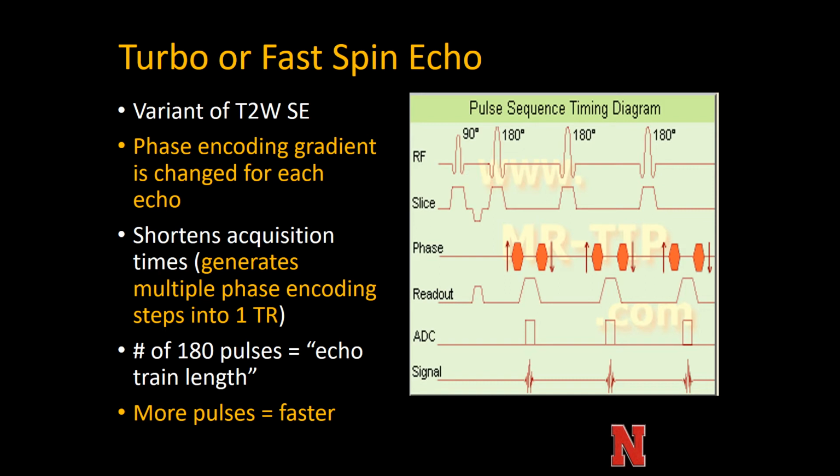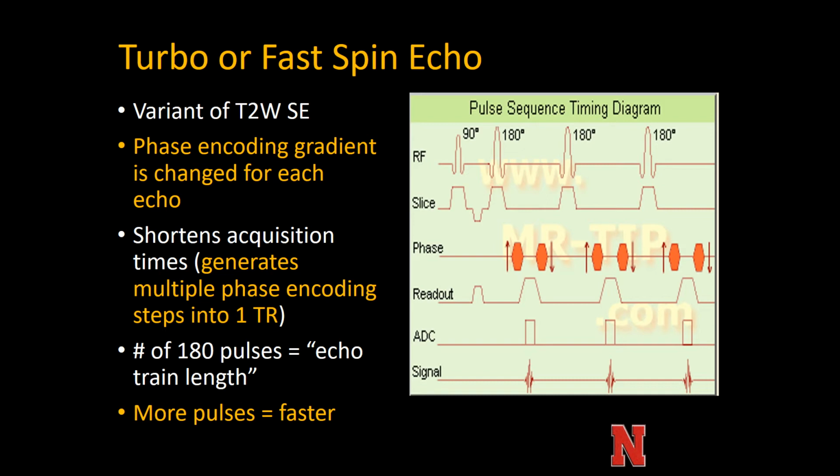What it does is it generates multiple phase encoding steps into one TR, so it decreases the number of repetitions you have to do. So if you have to do fewer total repetitions or fewer TRs for a given sequence acquisition, it lessens the overall imaging time. It introduces this concept called echo train length, and the echo train length is just how many 180-degree refocusing pulses you do by the time you're done with the initial TR.